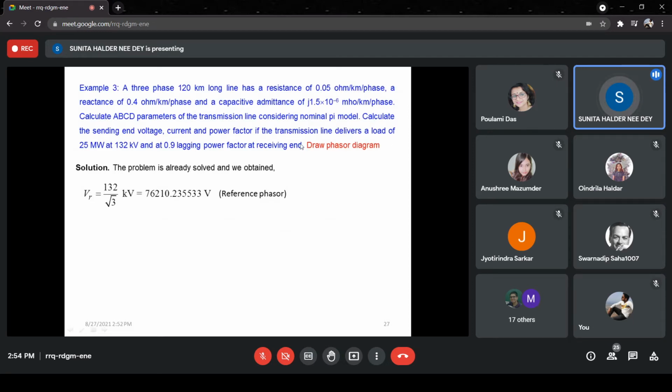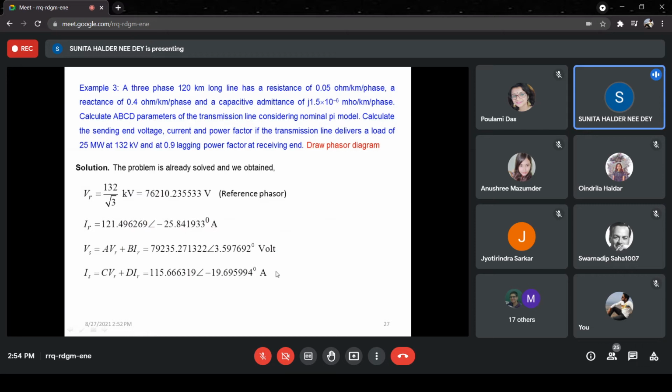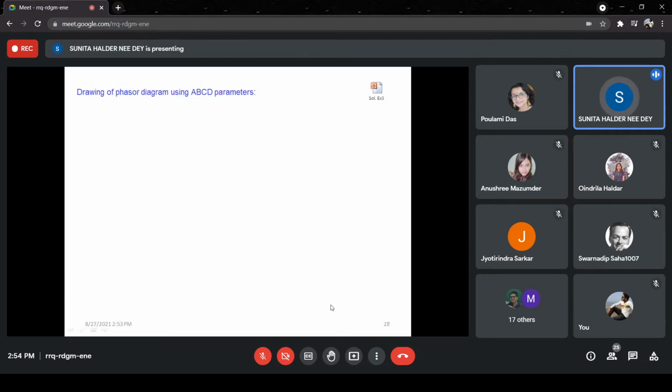So let us draw the phasor diagram. We have already calculated VR, IR, VS, IS; the detailed steps I have shown earlier. So how to draw the phasor diagram? Here VR is the reference phasor, because the angle of VR we have taken as 0 degree. IR we have taken at an angle with respect to VR, minus cos inverse 0.9. That means we have taken VR as the reference phasor, and the angle of IS is this much, which we have already calculated. Let us draw the phasor diagram.